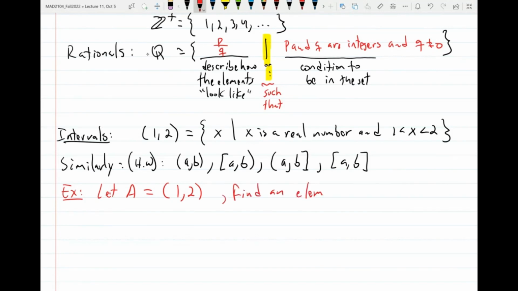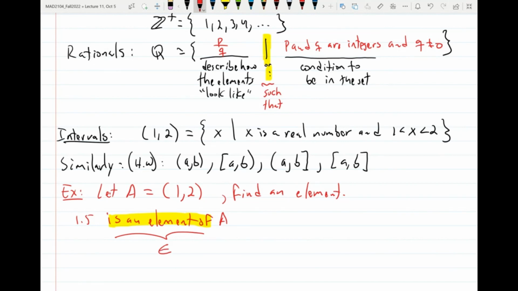Find an element. So who can tell me what's an element inside this set? 1.5. So for example, 3/2, right? How do we write this down? So we can say 1.5 is an element of A. Now, instead of writing this in words every single time, because you're going to be doing this a lot, we have a special symbol for this part right here. It's an element of.